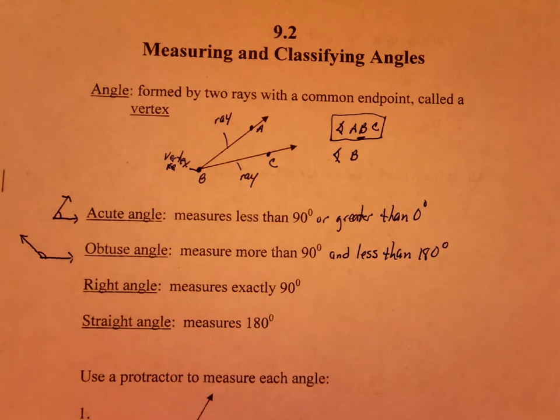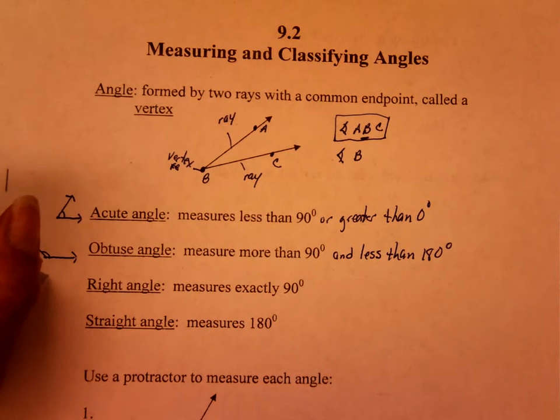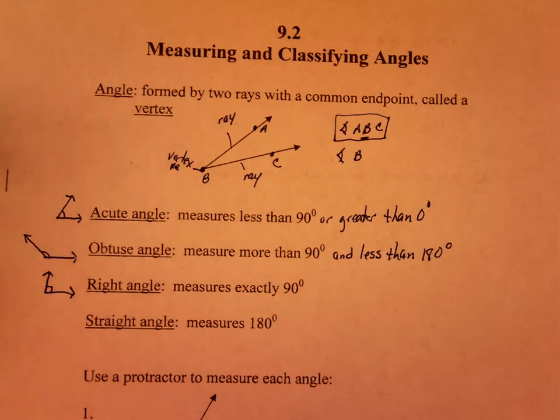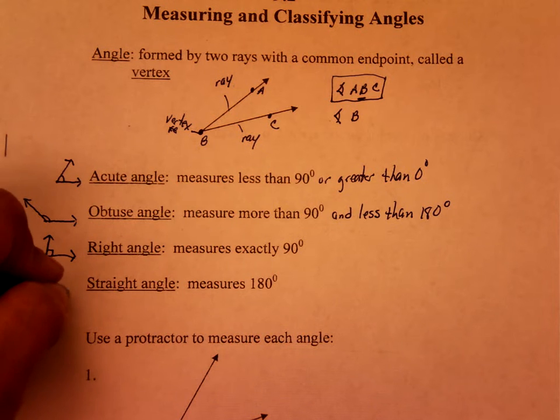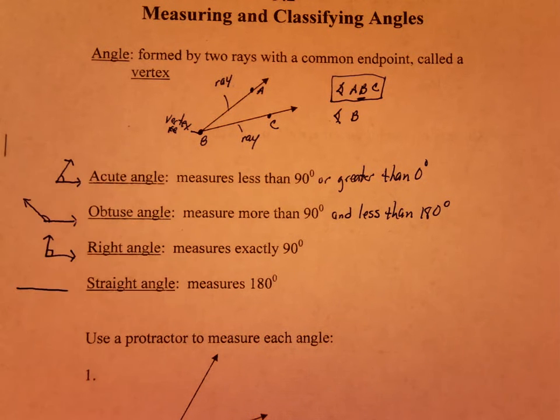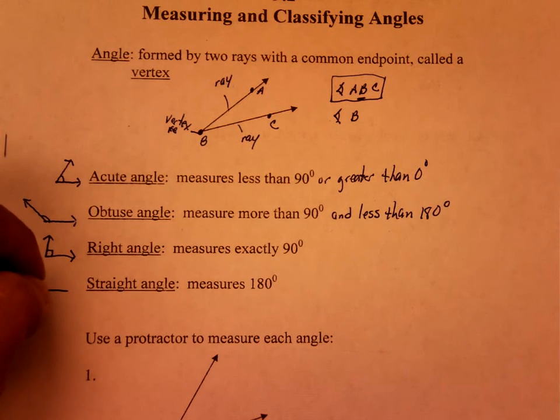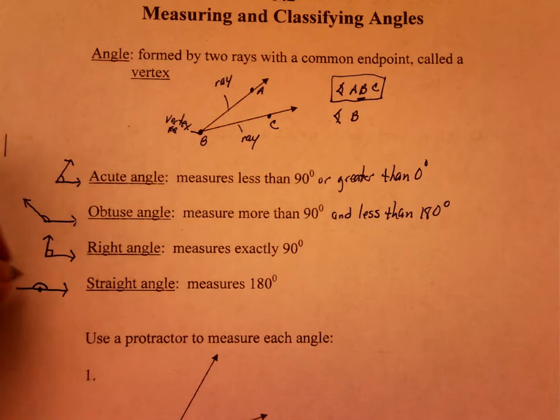A right angle measures exactly 90 degrees, and it looks like this. Usually you'll see a box that tells you it is a right angle. And a straight angle is really a straight line, and it measures 180 degrees. You'll see a dot in the middle, and then arrows on the two ends.